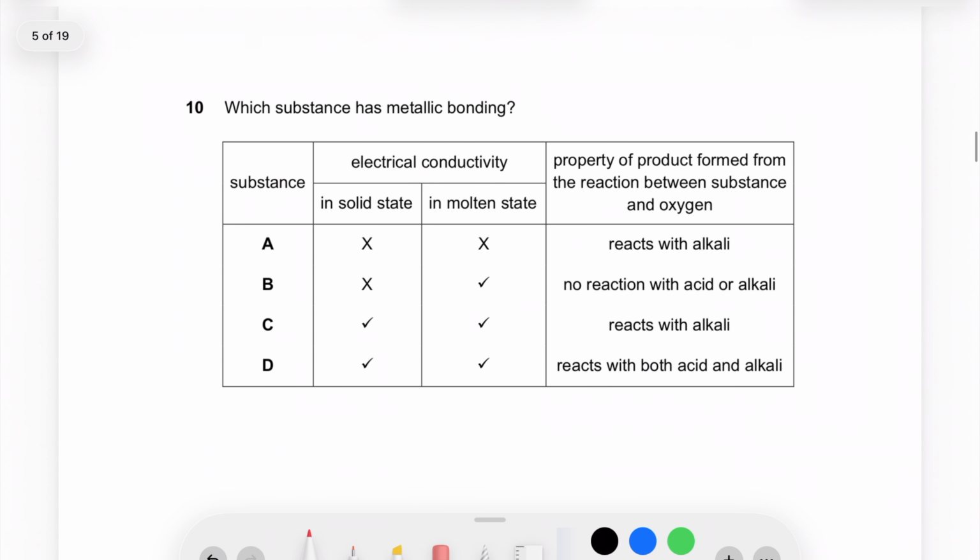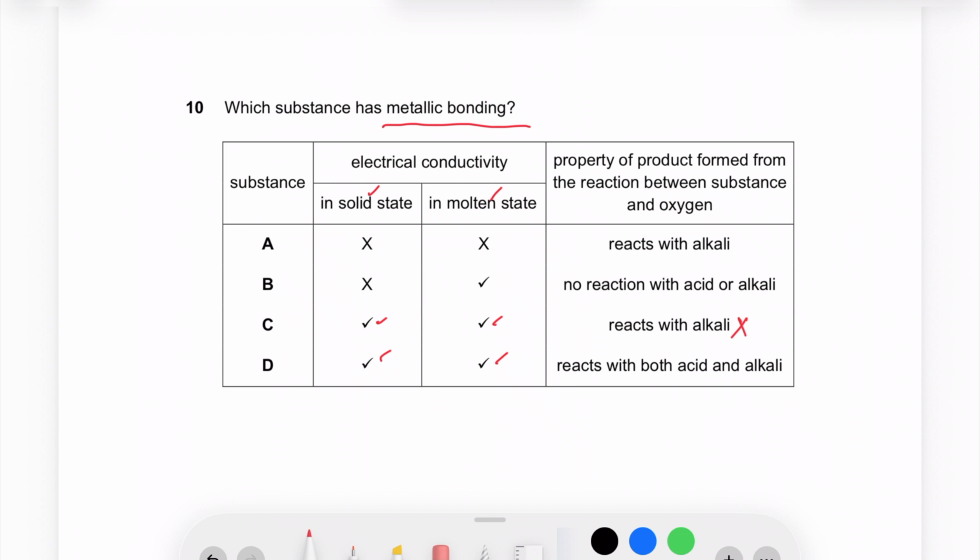Moving on, question 10. Which substance has metallic bonding? Okay, so we're looking for metal. So we know that metal under solid and molten state both can conduct electricity. Properties of products formed when reacting with oxygen. So metal and oxygen, you will form metal oxides. Let me see the options. Property of products. Okay, this one most likely is wrong.